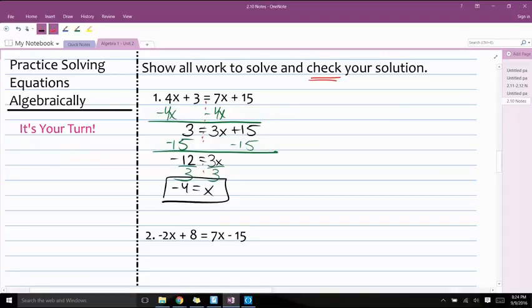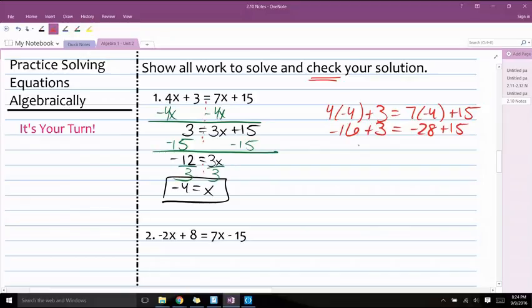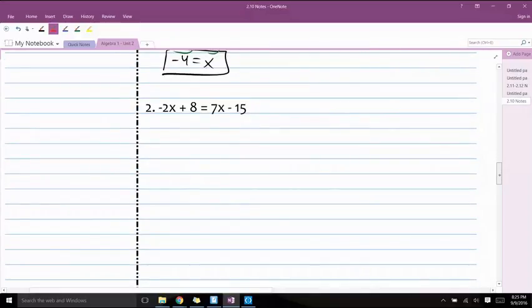We're going to check our work. That's important. So we're going to do it real quick here on the side. 4 times negative 4 plus 3 equals 7 times negative 4 plus 15. And I know you've all done this on your papers. It's totally worth your while. Okay, so then we end up getting negative 13 equals negative 13. Hey, it's a true equation. We got the right answer.